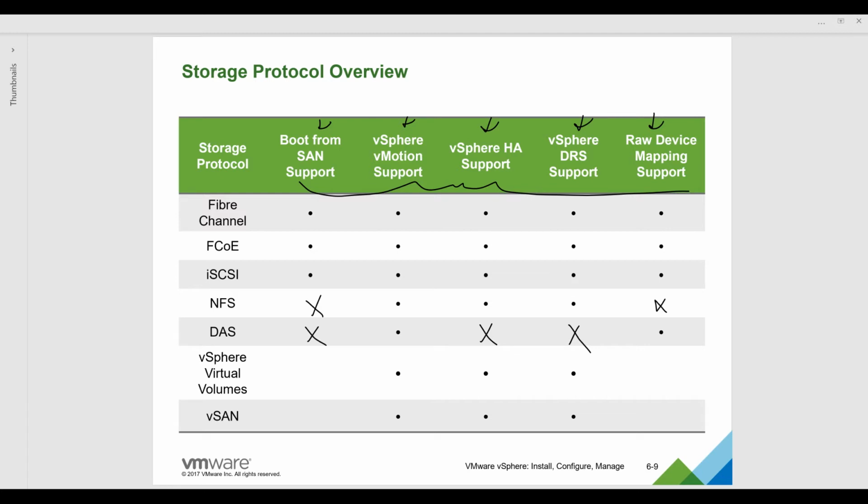Your virtual volumes, you can't boot from the SAN. No boot from SAN support, but you can vMotion. There is support for your high availability. There is support for your DRS, distributed resource scheduling, but there is no support for your raw device mapping. And last but not least is your vSAN. No boot from SAN support. You can vMotion, which you can do across all of these. You've got high availability support, distributed resource scheduler, but no raw device mapping support.